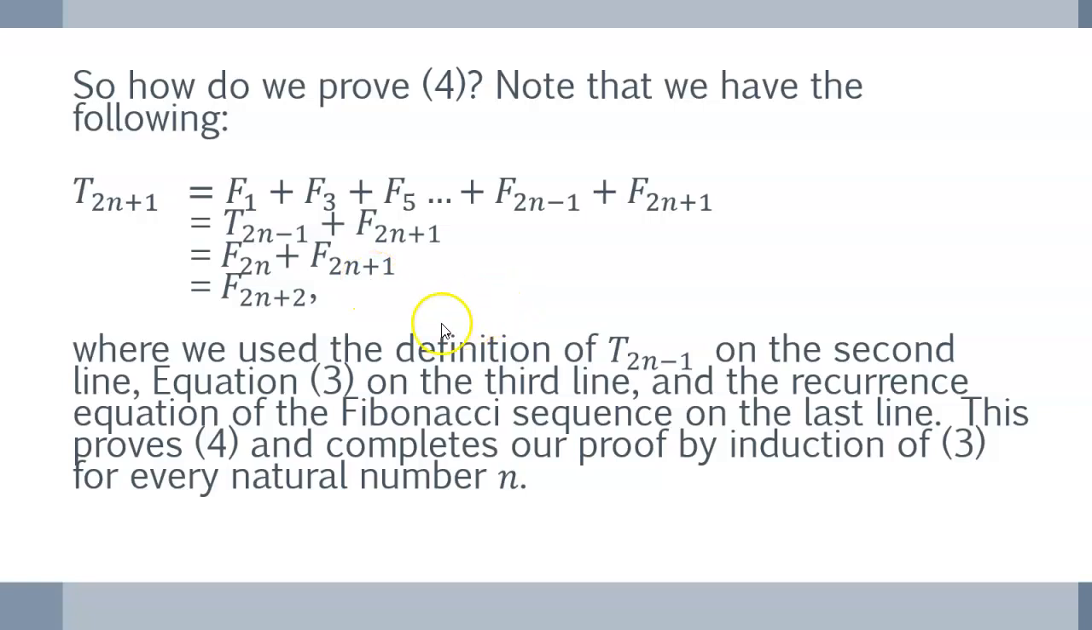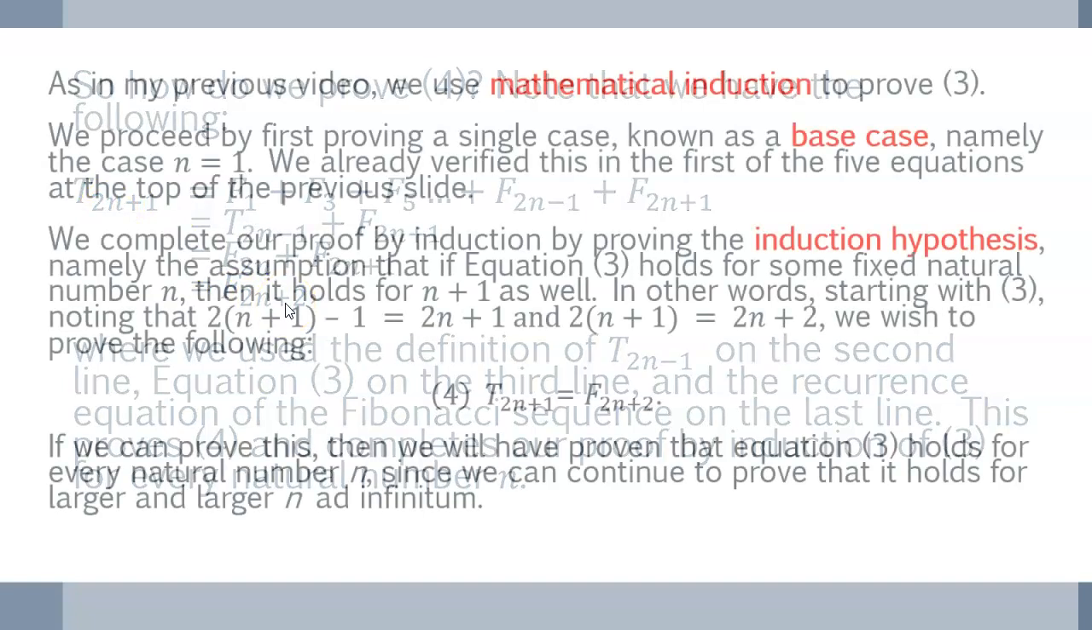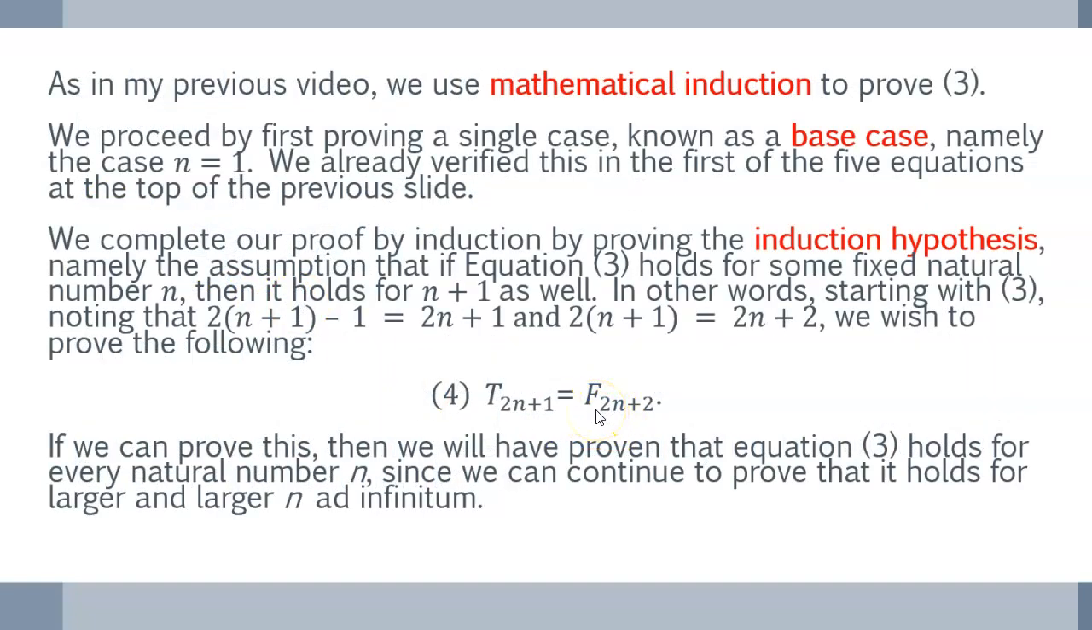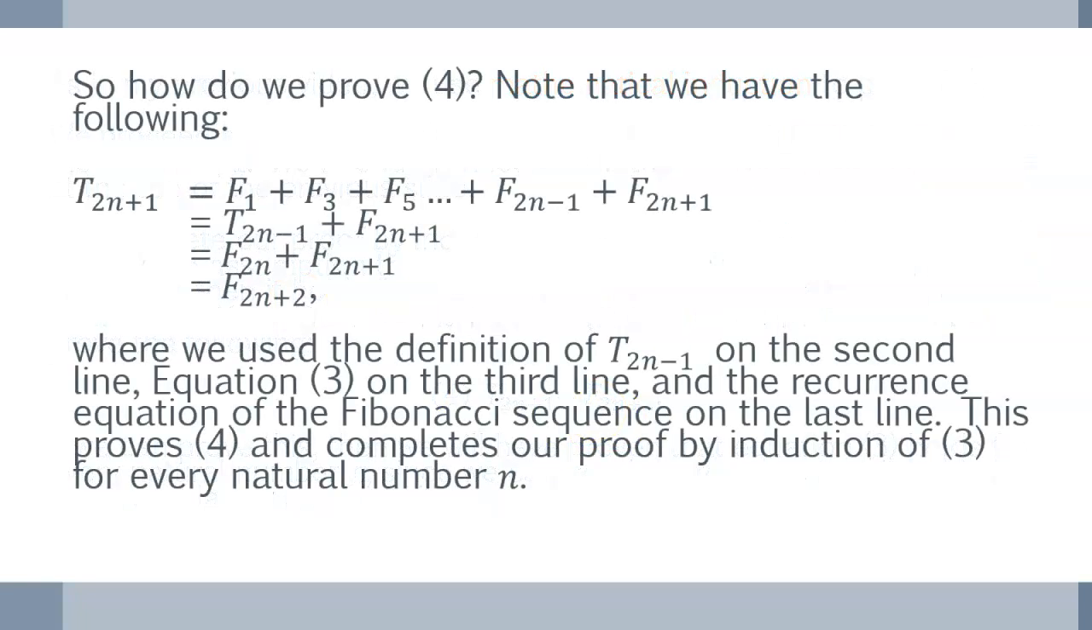And now, finally, using the recurrence equation for the Fibonacci numbers, we know that F(2n) plus F(2n+1) is equal to F(2n+2), because every Fibonacci number is equal to the sum of the previous two. That's all this is saying. So that completes our proof. Notice that we have T(2n+1) equals F(2n+2), and that's exactly what we were trying to prove, equation 4. So we're done.